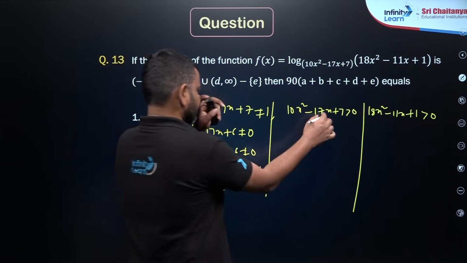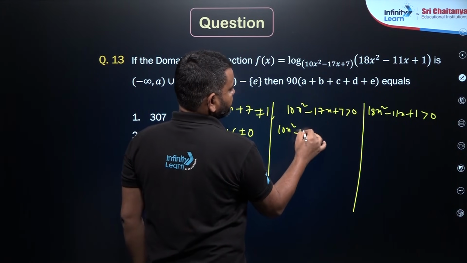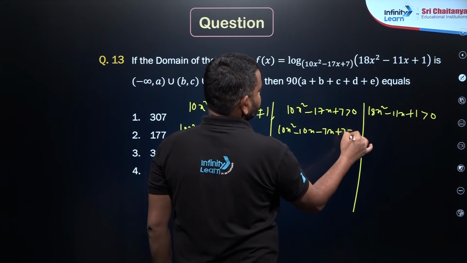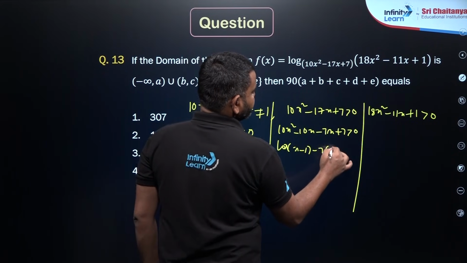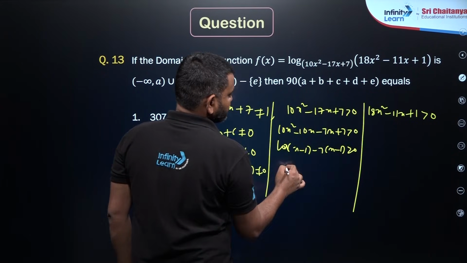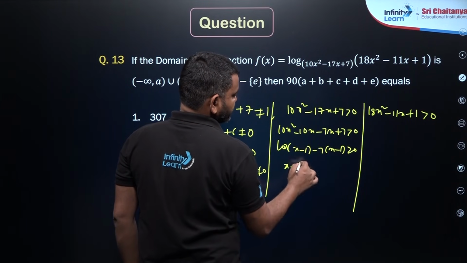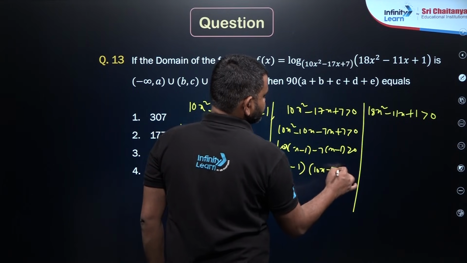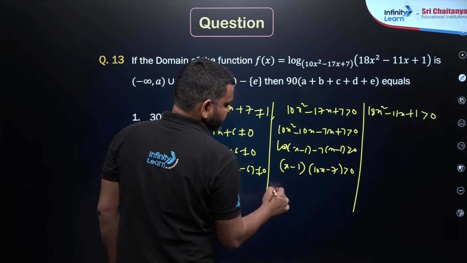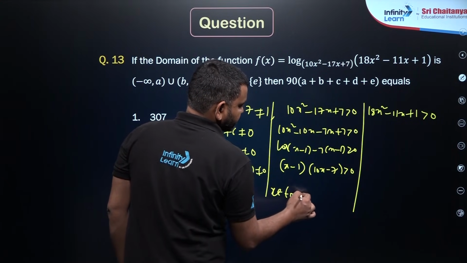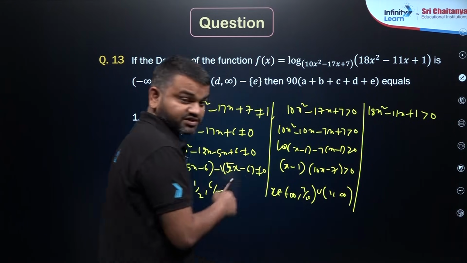This is one answer. If it is greater than 0, 70 I need, 10 and 7 I can write, so 10x square minus 10x minus 7x plus 7 is greater than 0. 10x if I am taking common, this is x minus 1 minus 7 x minus 1 is greater than 0. So here I am going to get x minus 1 into 10x minus 7 is greater than 0. So 7 by 10 is lesser than 1. So x belongs to minus infinity to 7 by 10 union 1 to infinity. This is the first part.